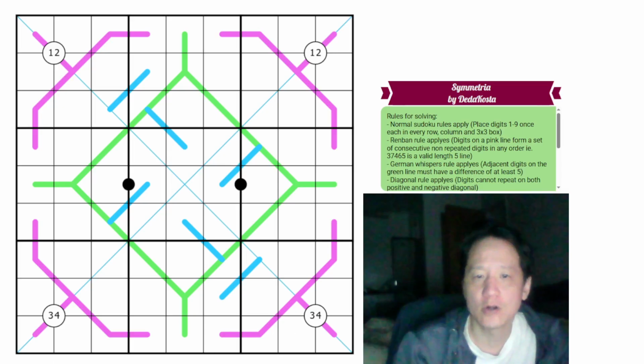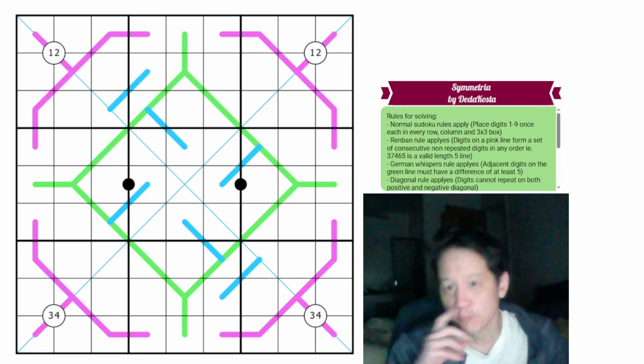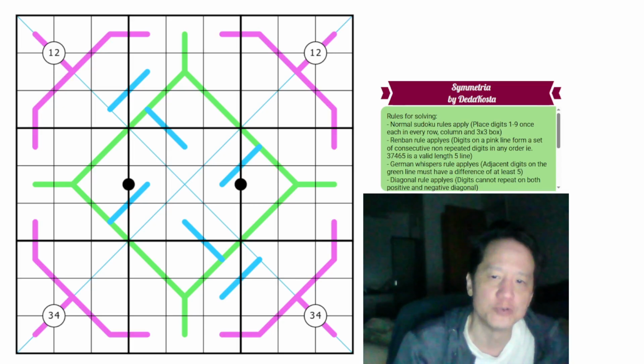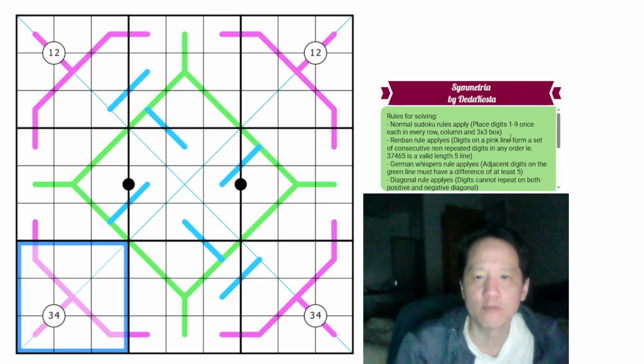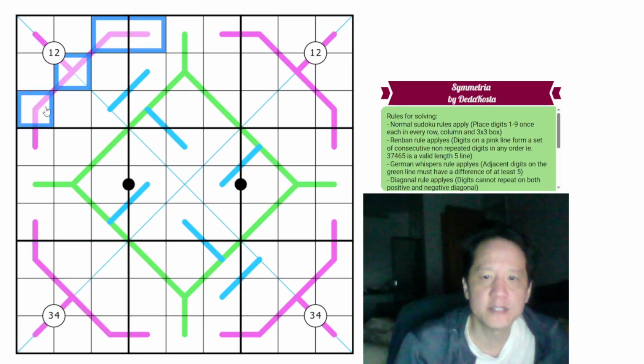And here are the rules. Rules for solving. Normal Sudoku rules apply. Place the digits 1 through 9 once each in every row, column, and 3x3 box. Renban rules apply. Digits on a pink line form a set of consecutive, non-repeated digits in any order.